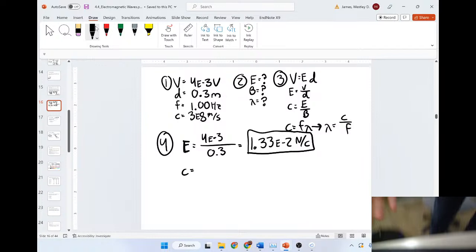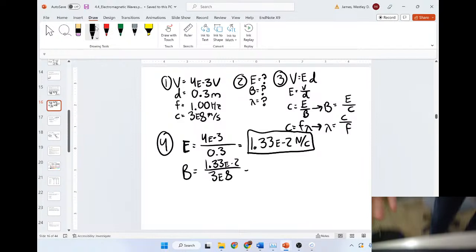So then we just take that and we divide those. 1.33 e to the minus 2 divided by, I didn't rearrange that one. We want to get B, so B equals E over C. I'll let you do the algebra to prove that that is true. I just multiply the B over, divide by C. 1.33 e to the minus 2 over 3 e to the 8.